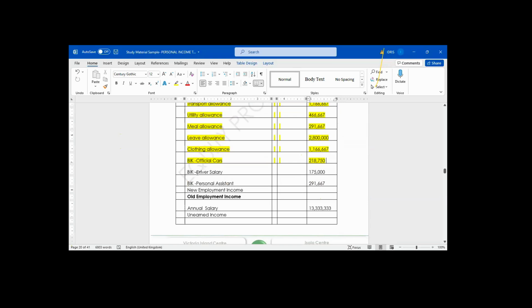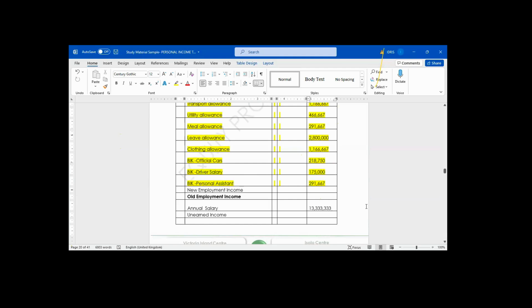So when you do that, you will get 175 for the driver. For the personal assistant, you get 291,667. Hope my explanation is clear. Yes, sir.